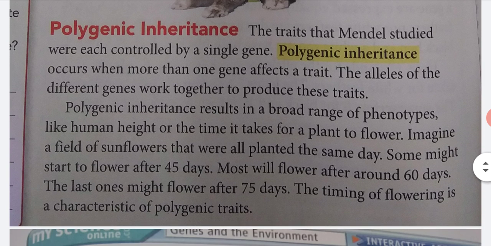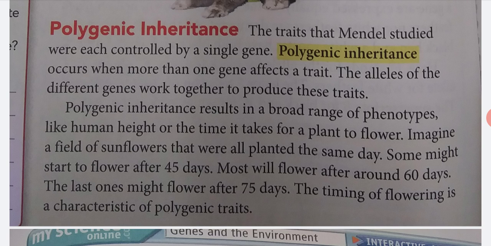Polygenic inheritance. The traits that Mendel studied were each controlled by a single gene. Polygenic inheritance occurs when one or more genes affect a trait. The alleles of the different genes work together to produce these traits. Polygenic inheritance results in a broad range of phenotypes, like human height, or the time it takes for a plant to flower. Imagine a field of sunflowers that were all planted the same day.